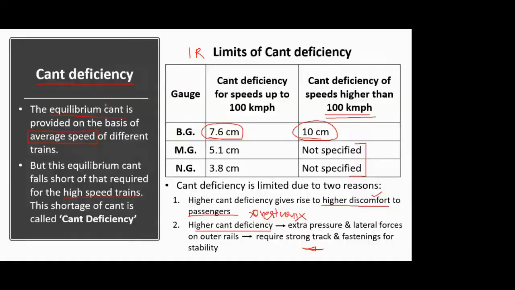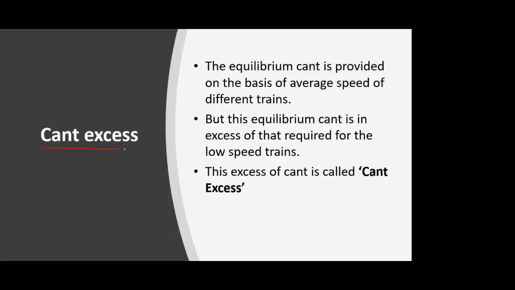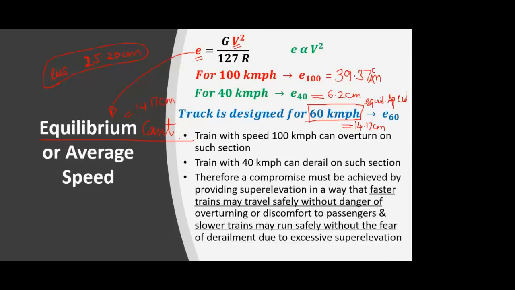Now, as we have seen the Cant deficiency, the next thing that comes into the picture is Cant excess. For high speed trains you have Cant deficiency. Similarly, if you have a low speed train, here a low speed train of 40 kmph, it needs only 6.2 centimeter of super elevation, but we have provided super elevation of 14 centimeter. So we have gone excess by almost 8 centimeter. I am not finding it out accurately.